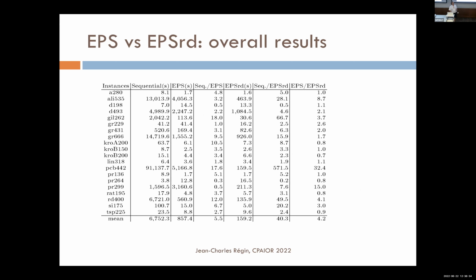So here are some results, and what is important, this is a sequential time. We use 96 cores exactly. And this is EPS, and this is EPSrd, which is with redecomposition. What you can see first is that for this problem, I need 1,500 seconds and 3,000 seconds with 100 cores. Not really useful, not really efficient.